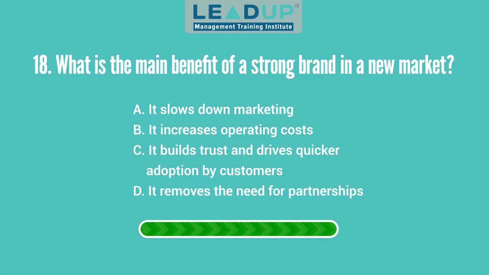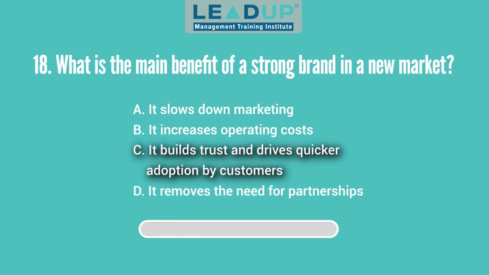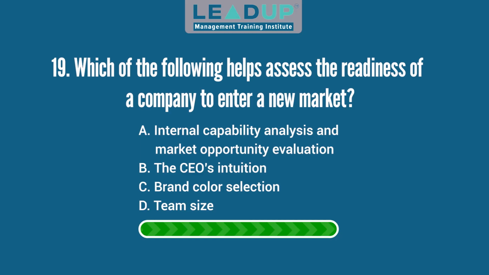Question 18. What is the main benefit of a strong brand in a new market? A. It slows down marketing. B. It increases operating costs. C. It builds trust and drives quicker adoption by customers. And D. It removes the need for partnerships. The answer is it builds trust and drives quicker adoption by customers.